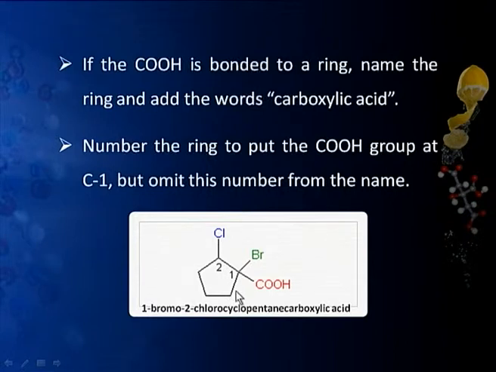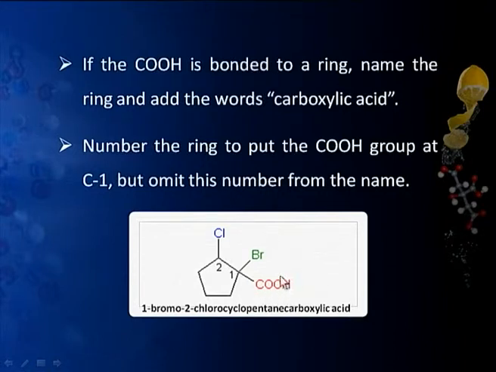But you remember that while we are numbering the carbon atoms in a ring, we go in that direction so that the other carbon bearing substituent gets the lowest possible number. So we will have to number this ring from this side. So now there is 1 bromo at carbon number 1, 1 chloro at carbon number 2. We write these substituents in alphabetical order: 1-bromo, 2-chloro, cyclopentane carboxylic acid.